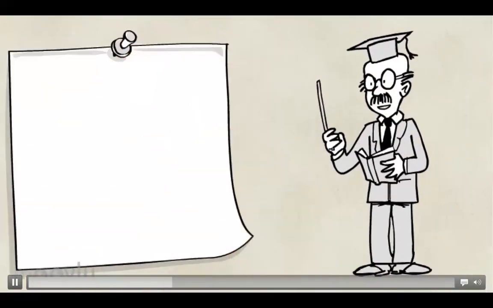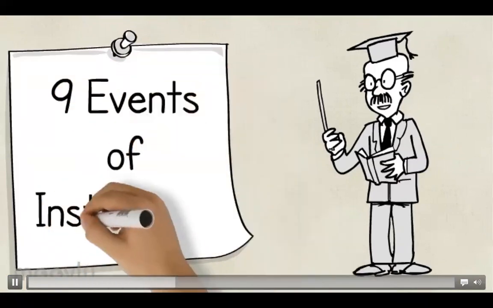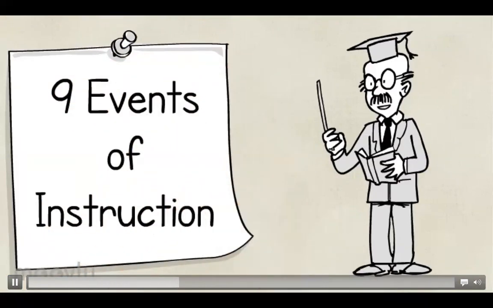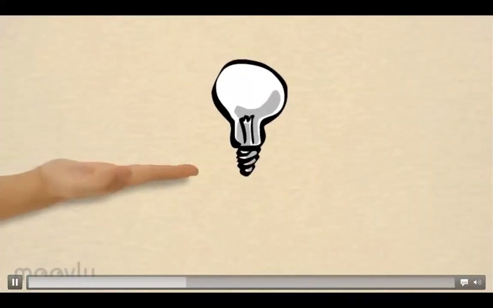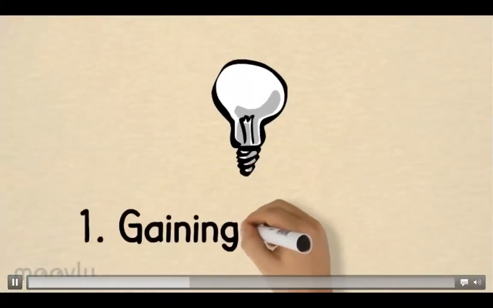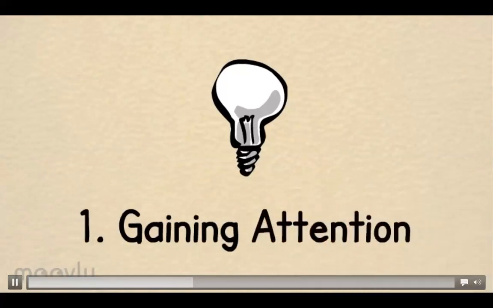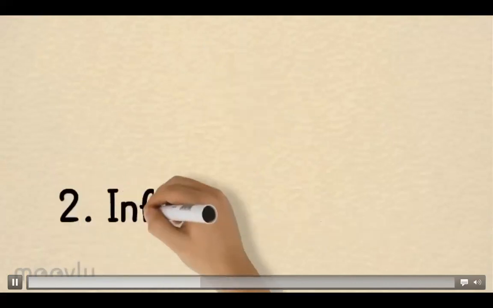Gagne also goes on to outline 9 events of instruction, which he states are events external to the learner that support the internal processes of learning. The first of these is to gain attention. This is a stimulus of some sort to begin instruction, such as a story or connecting with the learner's own experiences.